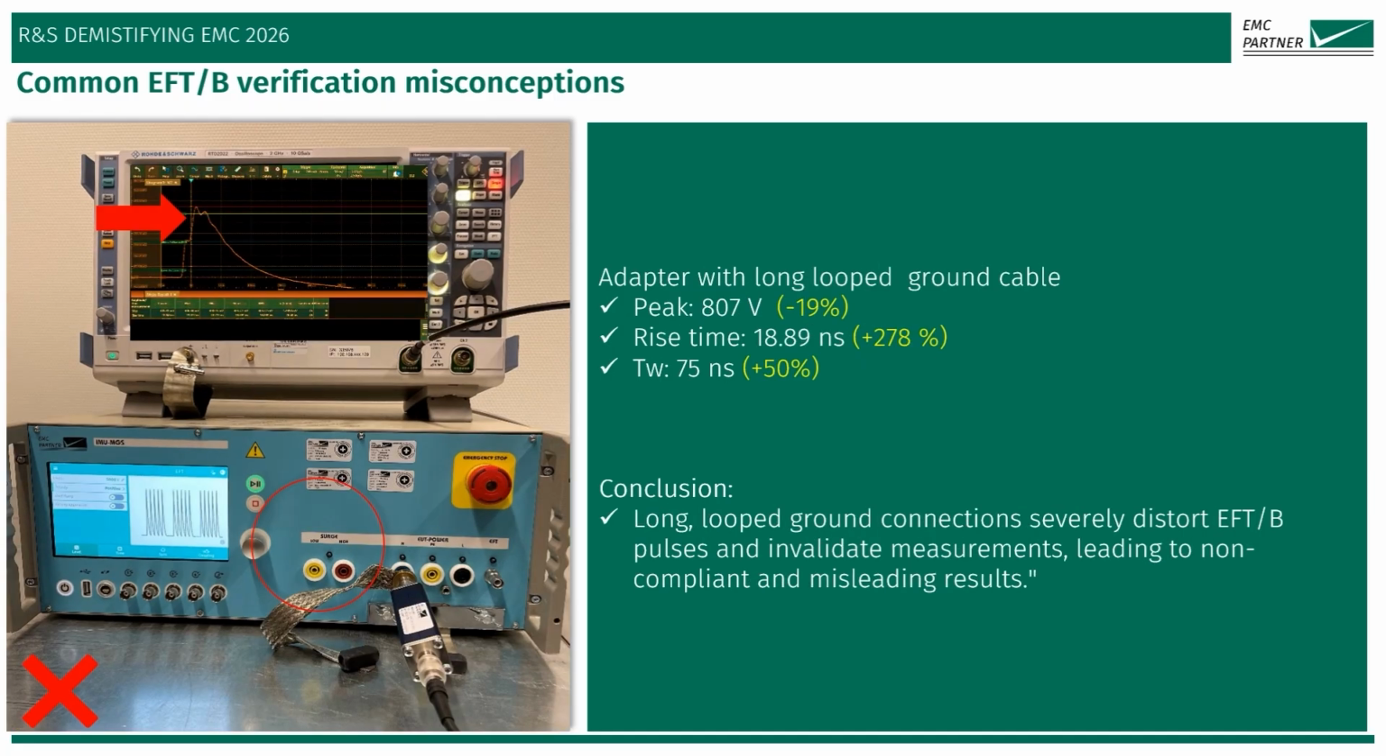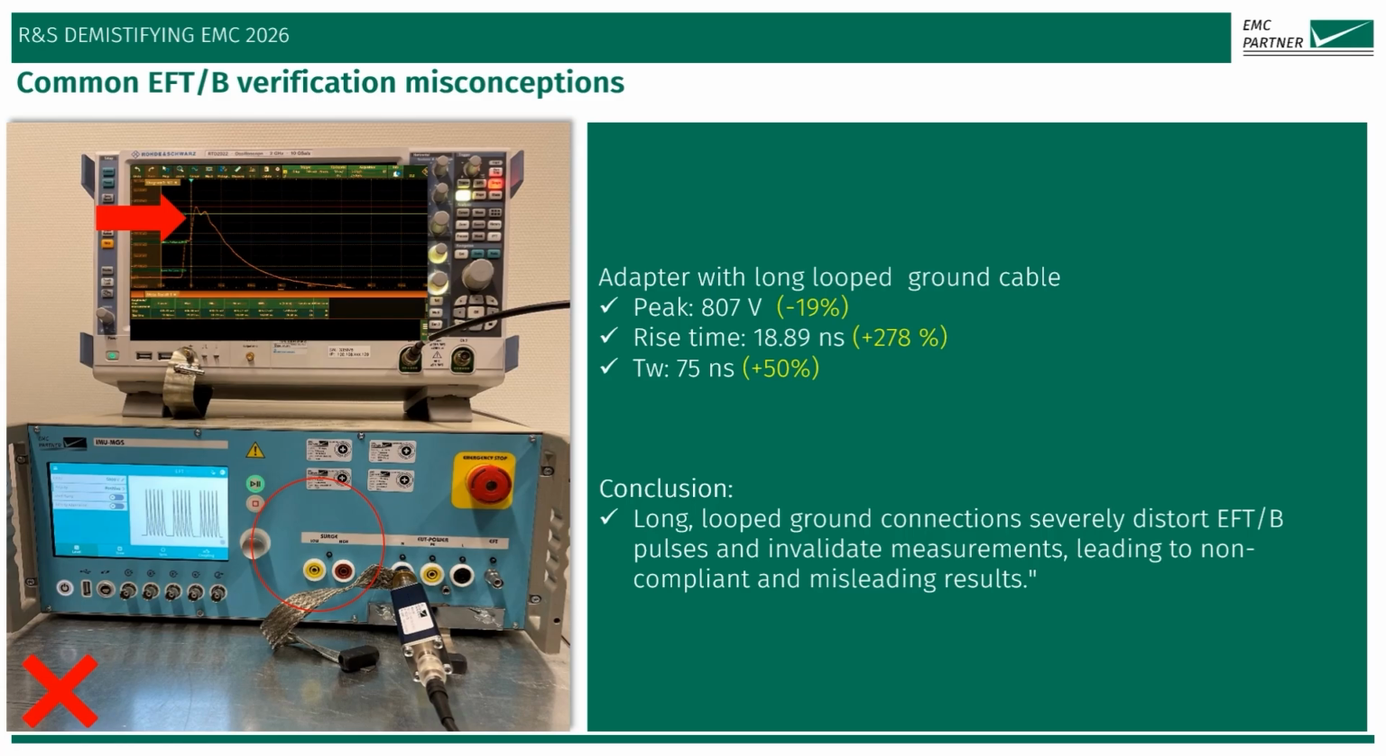This slide focuses on other common misconceptions when verifying EFT and burst pulses. The typical mistake is using an adapter with a long looped ground cable during pulse verification. As shown here, this setup significantly alters the measured parameters. The peak voltage is reduced by nearly 20%, while the rise time increases by almost 280%, and the pulse width is extended by about 50%.